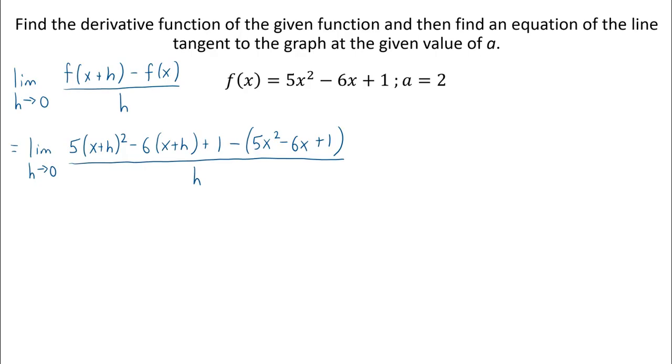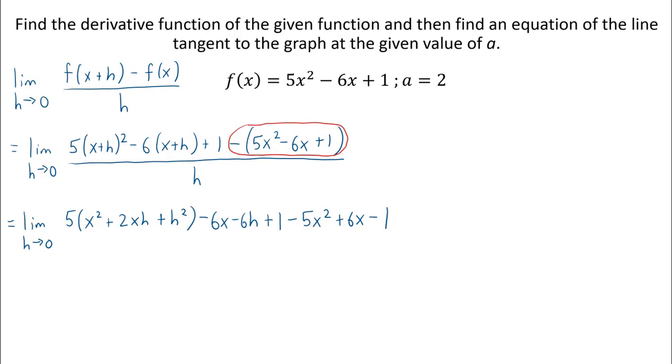Now let's start simplifying the numerator first by FOILing out or by squaring the binomial x plus h. Squaring the binomial x plus h gives us x squared plus 2xh plus h squared. Distributing the minus 6 to the x plus h gives us minus 6x minus 6h, and we bring the plus 1 down. Now let's distribute the minus to the 5x squared minus 6x plus 1. That gives us minus 5x squared plus 6x minus 1, and that's still all over h.